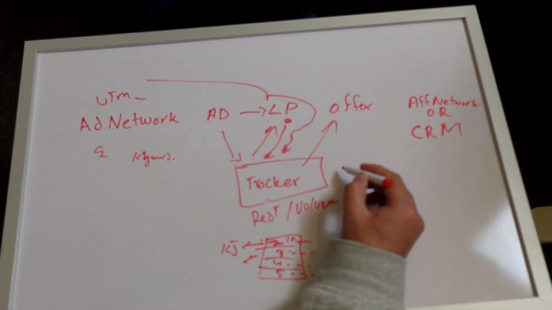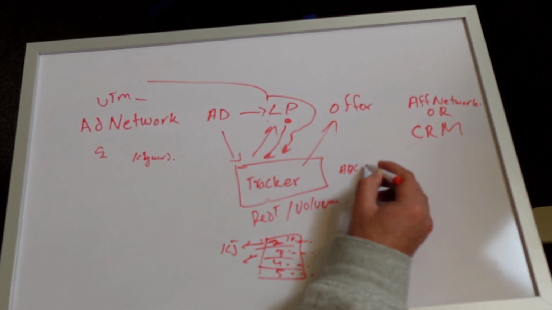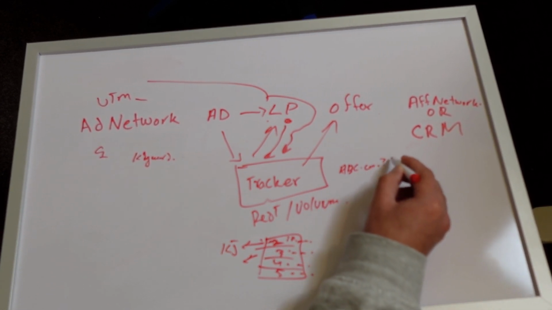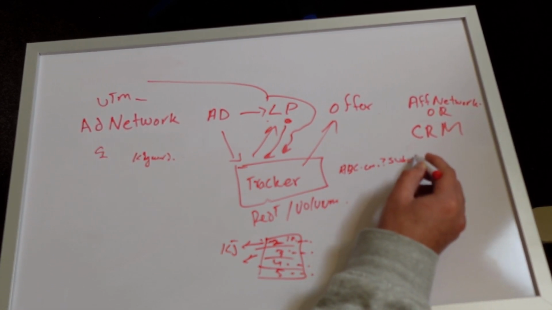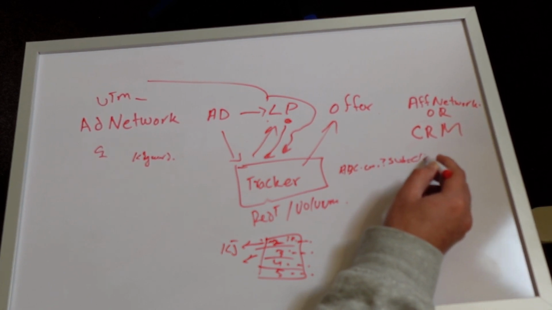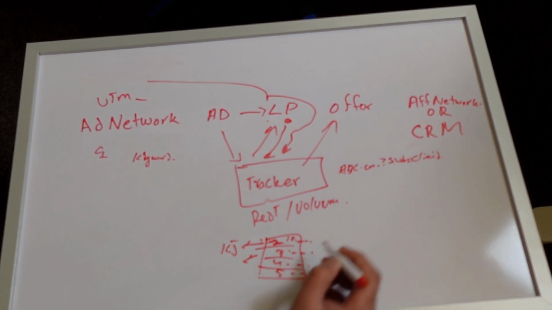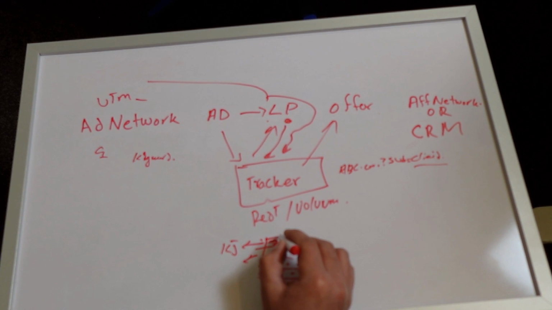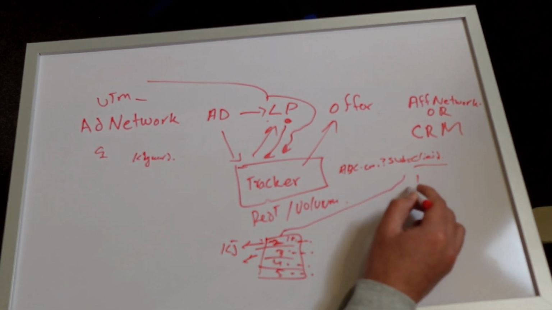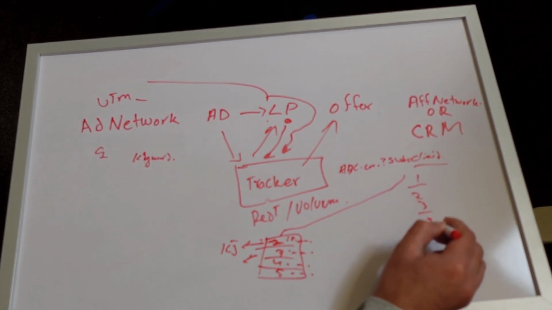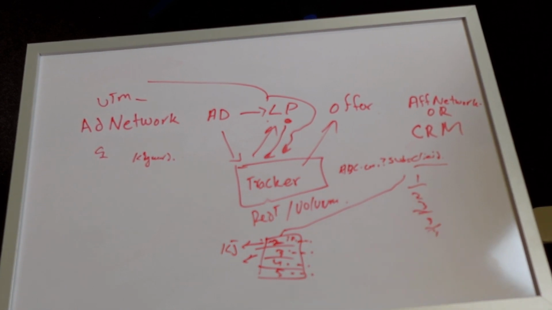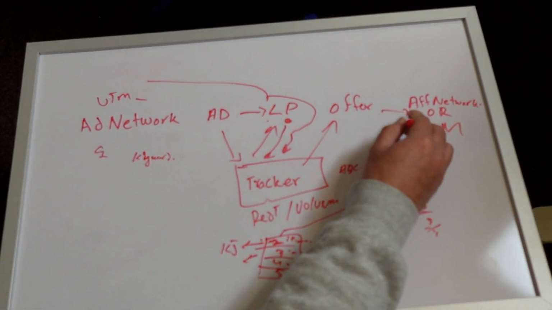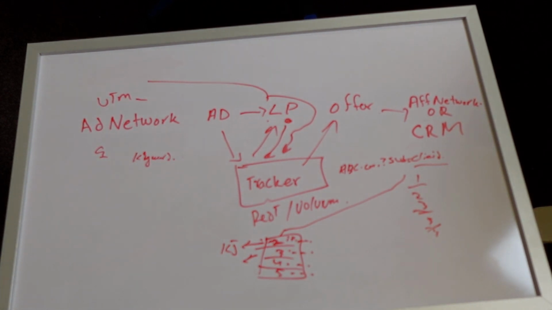Like let's say abc.com, and with that sub is equal to click ID. That's how it's usually done. So that click ID is basically going to be this 1, 2, 3, 4, or whatever that is. Now, what happens? That information gets reported to your affiliate network or to the CRM.